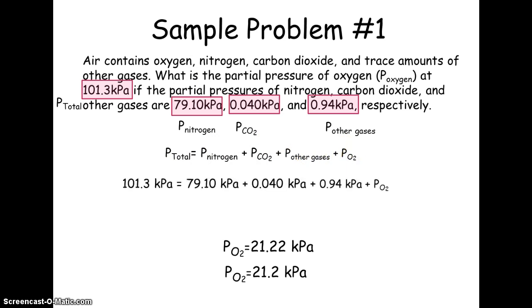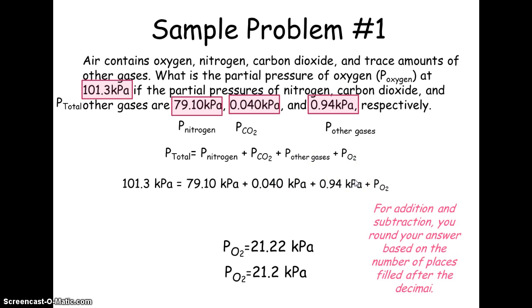So now this is a very simple equation to solve once we plug it in. Pressure total, we know that's 101.3. Plug in all of our other partial pressures. And now all that's left to do is to solve for the pressure of oxygen. We know that 101.3 is equal to 80.08 plus the pressure of oxygen. So the pressure of oxygen must be 21.22 kilopascals. And here, we want to round it to 3 significant figures based on the number of places filled in after the decimal. So here we're just going to round it to 21.2. So that's going to be our final answer. The pressure of oxygen is going to be 21.2 kilopascals.